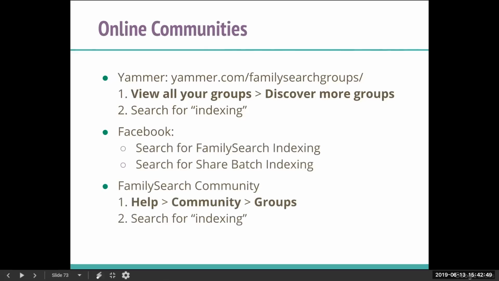And then finally, FamilySearch has also got a community. And so if you click that same help button that we were looking at before in the upper right-hand corner of any FamilySearch.org page, or almost any FamilySearch.org page, then choose community and choose groups and search for indexing, and you'll find some groups there. Right now, there's more groups on Yammer for indexing, but the FamilySearch community is growing. So you will be seeing more indexing groups start there, no doubt, in the future.